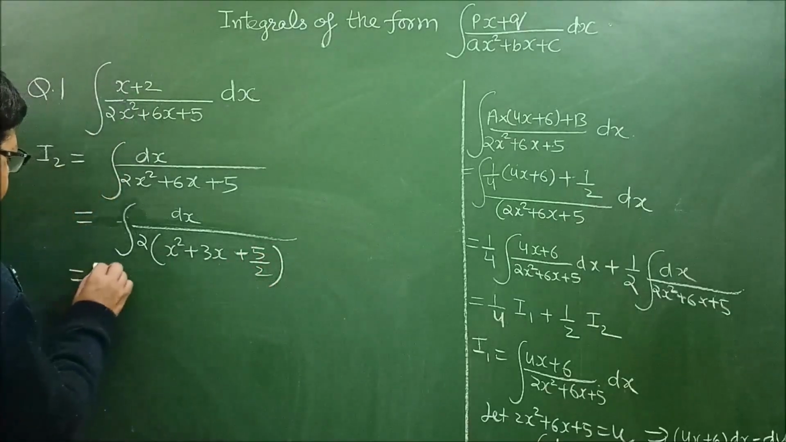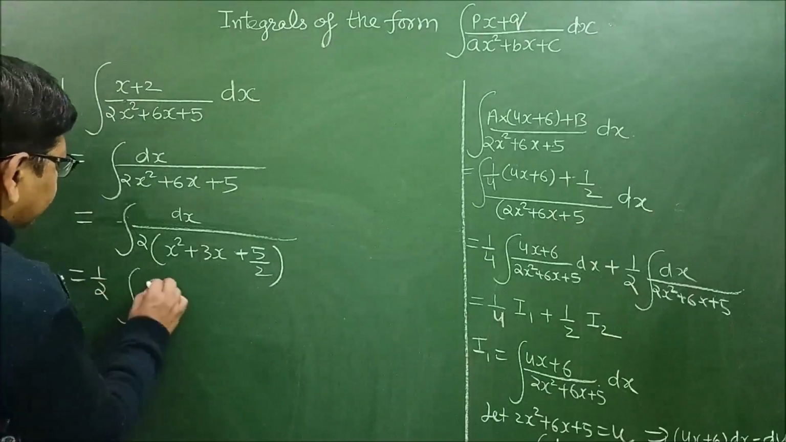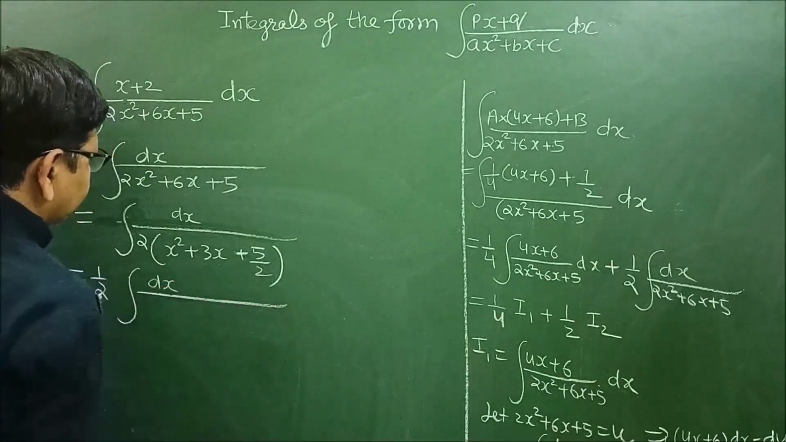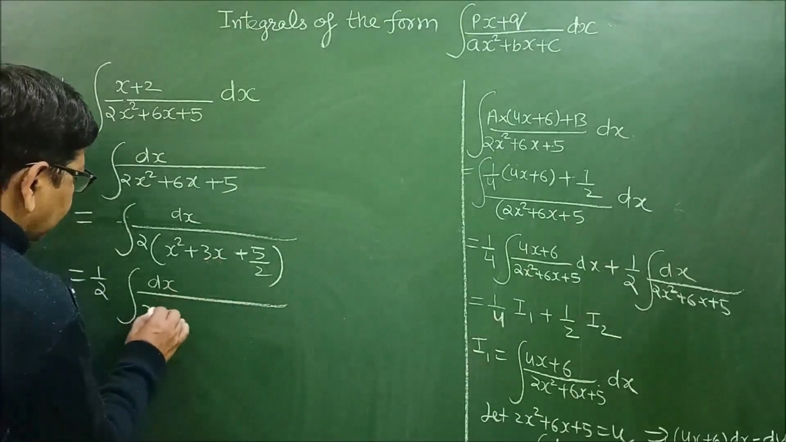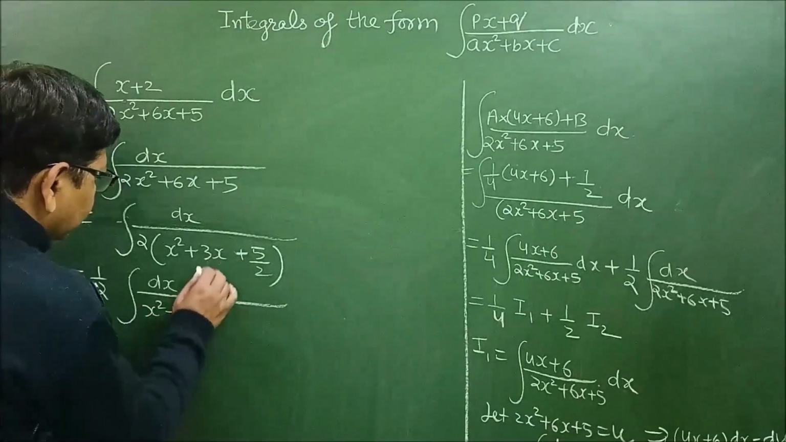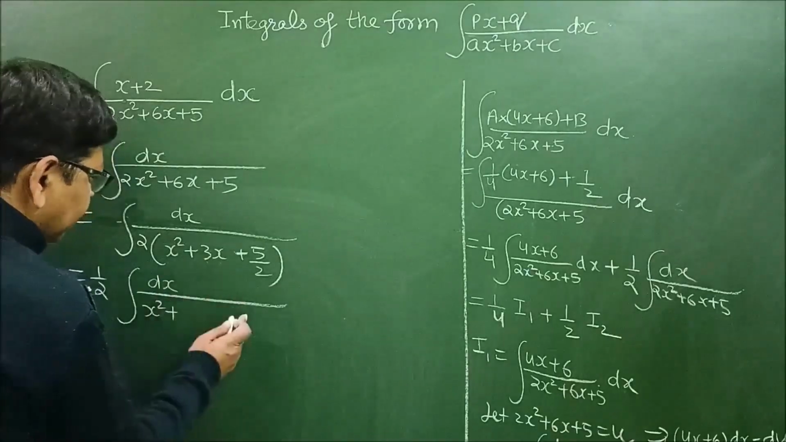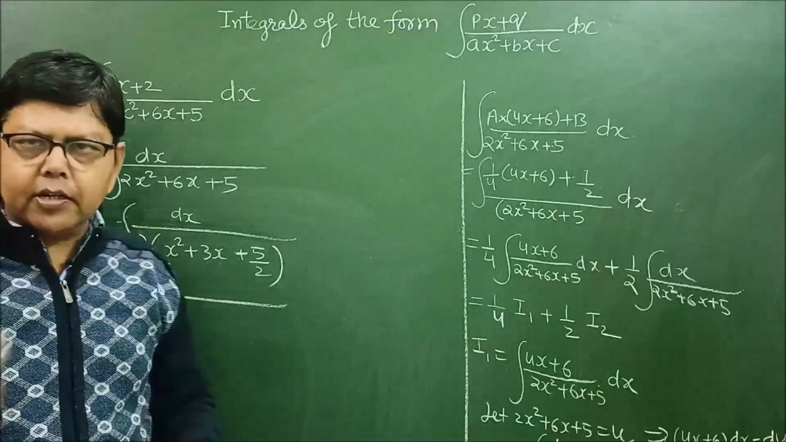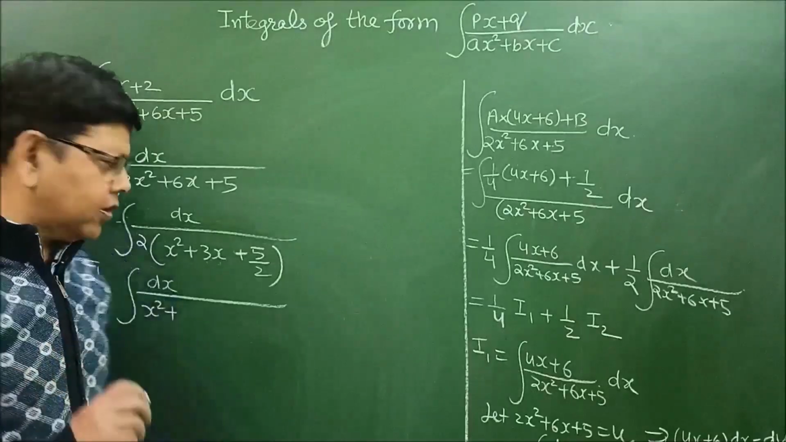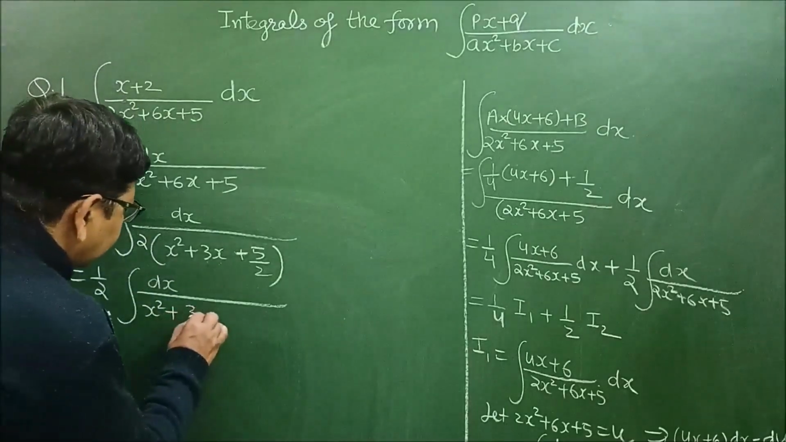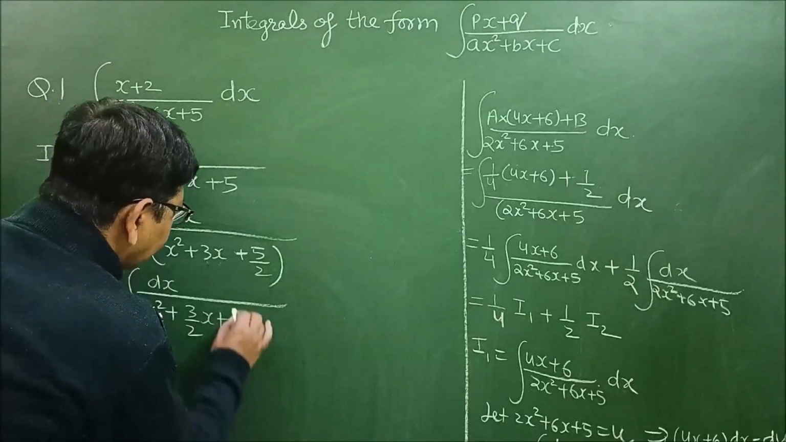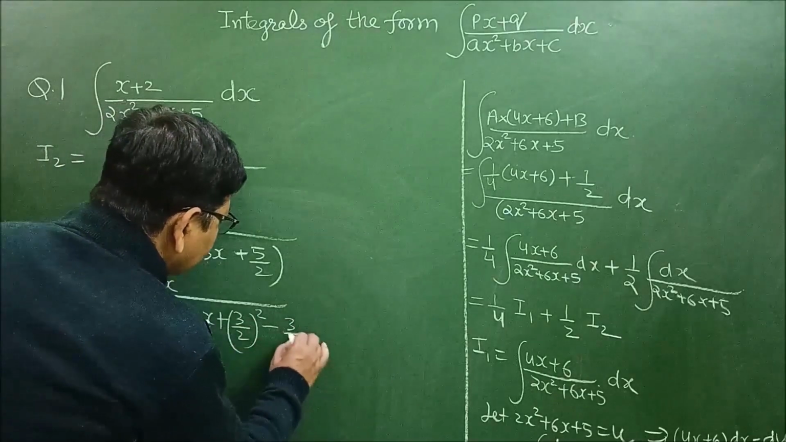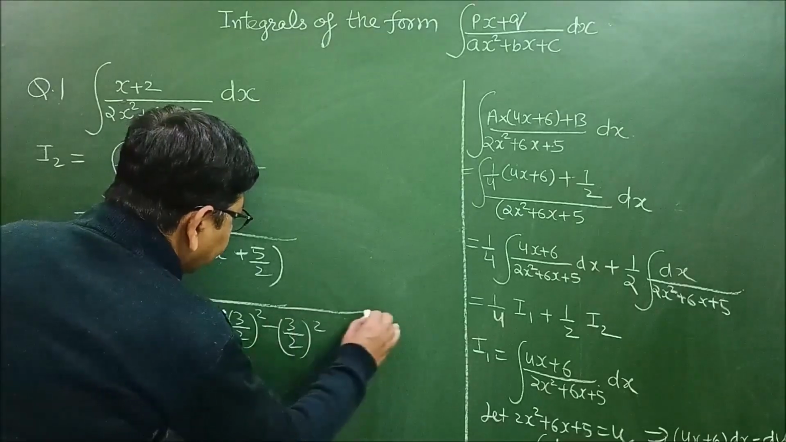Now 1 upon 2 integral of dx upon x², the coefficient of x is 3 here, so half of 3 is 3 by 2. Adding (3 by 2)² and subtracting (3 by 2)² to make it a perfect square. So x² + 3 by 2 x + (3 by 2)² minus (3 by 2)² plus 5 upon 2.